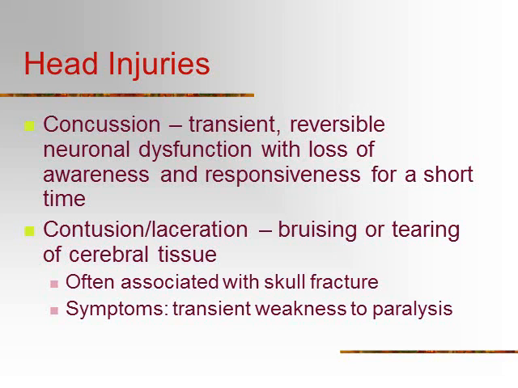Okay, so another type of head injury is a concussion. A concussion is a transient reversible neuronal dysfunction with awareness and responsiveness for a short time. So it's a shorter, limited head injury. A contusion or laceration is a bruising or tearing of the cerebral tissue. It commonly happens with a skull fracture, and the symptoms are like transient weakness to paralysis.